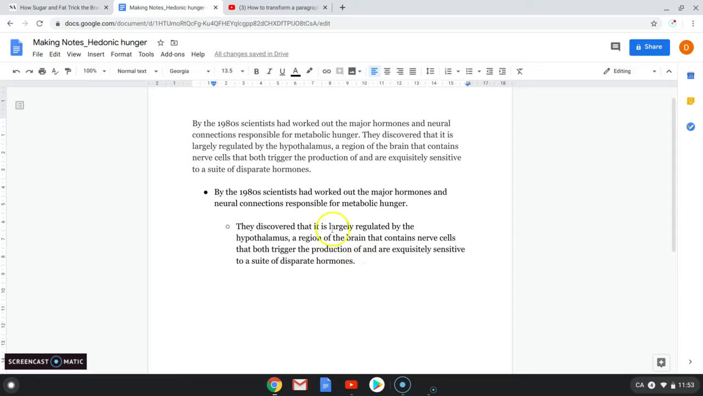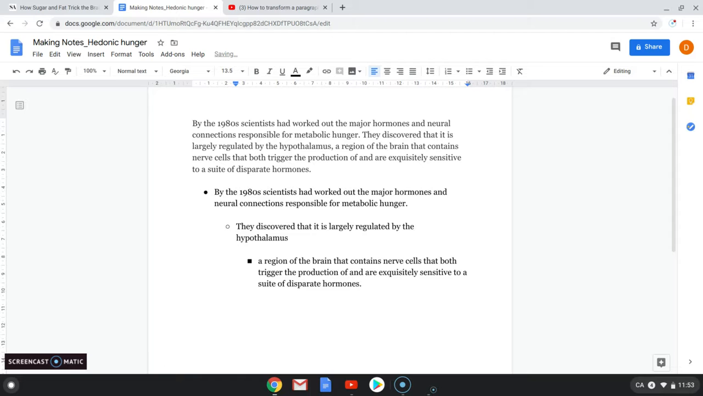Let's break this down. So it's largely regulated by the hypothalamus. And then we get an explanation of what this hypothalamus is and what it's doing. So since it's about the hypothalamus, we'll indent it more to show that it's developing what's up here. I'll skip a line for clarity again. A region of the brain that contains nerve cells that. That's a lot of information here. So a region of the brain that contains nerve cells that. Let's break this down.